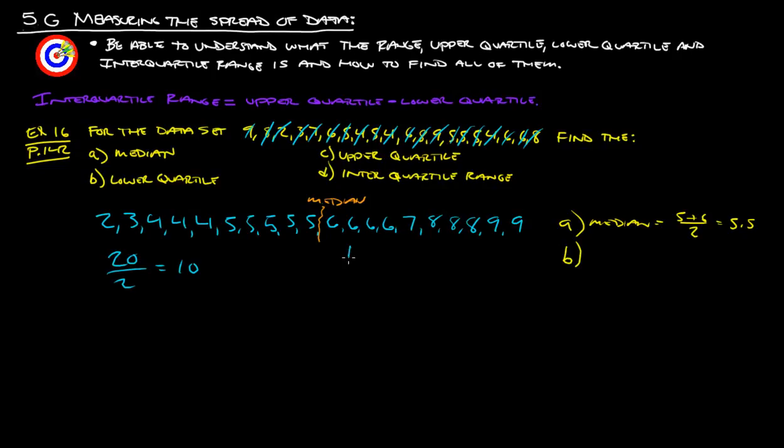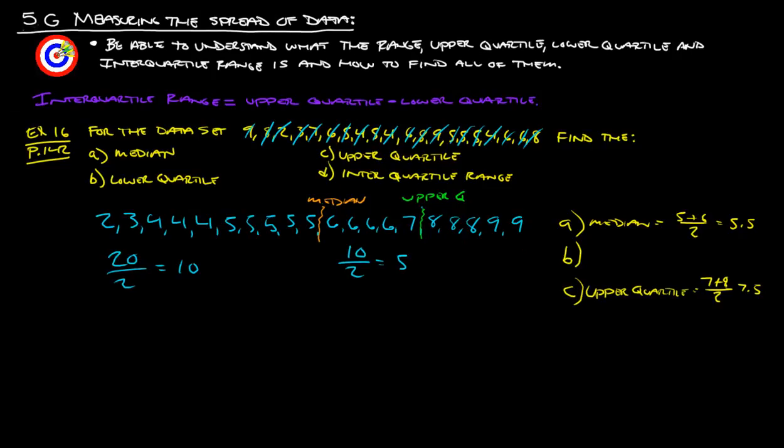So again, we have 10 pieces of data. Divide that by 2, and we have 5. So we want 5 below and 5 above. 1, 2, 3, 4, 5. Right here is going to be our upper quartile. Oops, I was supposed to do lower quartile first. I did C first, but that's right. Upper quartile. So for part C, upper quartile is going to be the average of 7 and 8, which gives us 7.5.